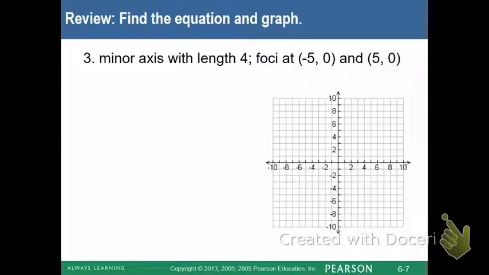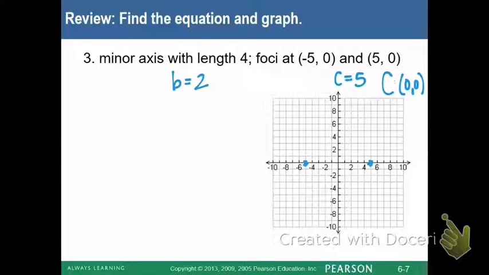So these were coming up with the equations first and then graphing it. For this one, it says that the minor axis has a length of 4, and you've got foci at negative 5, 0 and positive 5, 0. So right there, that tells me that c is equal to 5. It also tells me that the center is at 0, 0, because it's got to be right in the middle of the foci. When they're talking about the minor axis, that always tells me what b is. If the total length is 4, that means that b is half of that, which is 2.